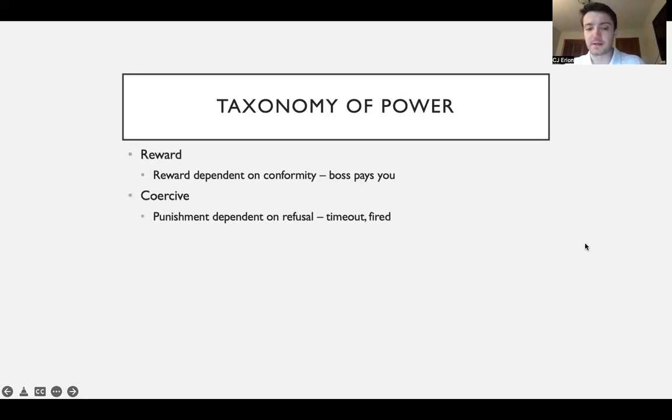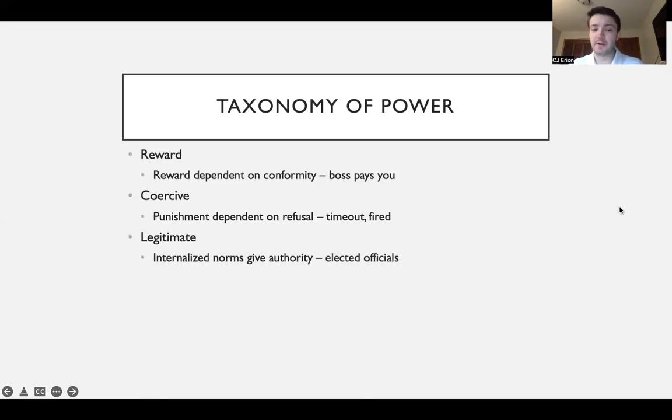Coercive power is just the opposite of that, using the incentive of punishment. So punishment dependent on not doing whatever the behavior is. So if you don't do the work you're supposed to be doing, you can get fired. Or if you're a parent, you can put your child into timeout or something like that.